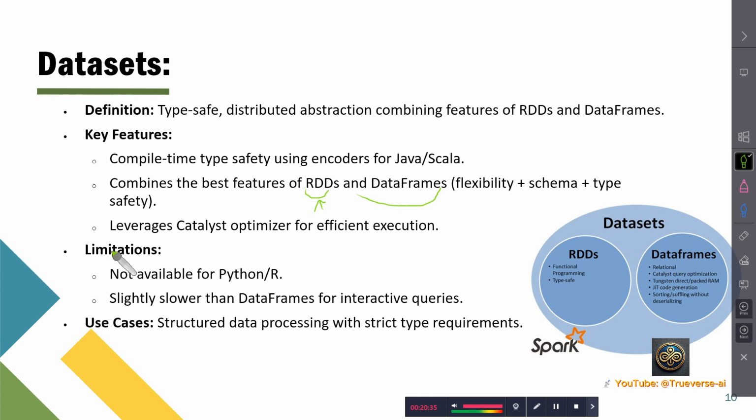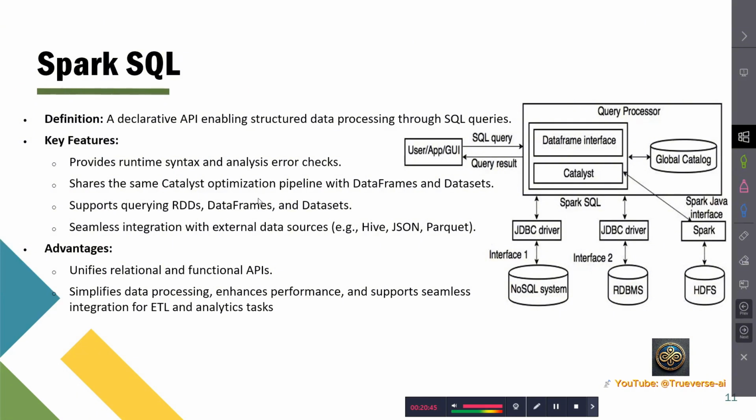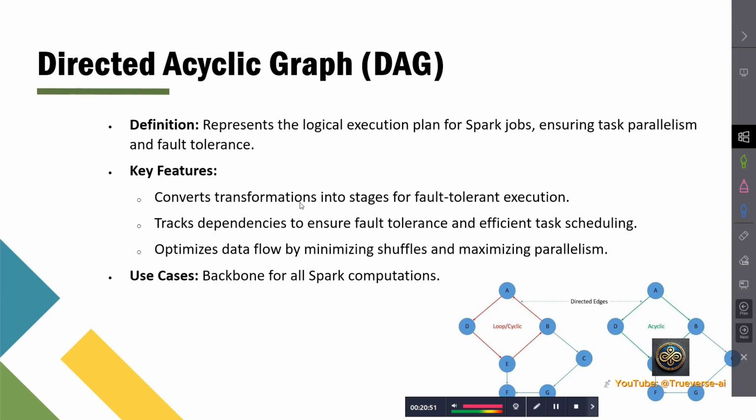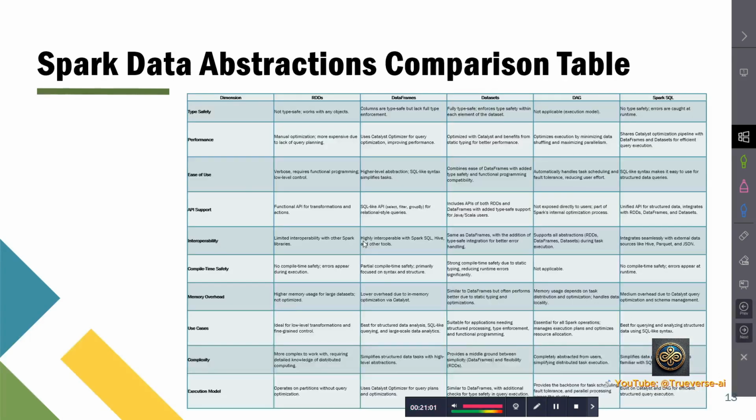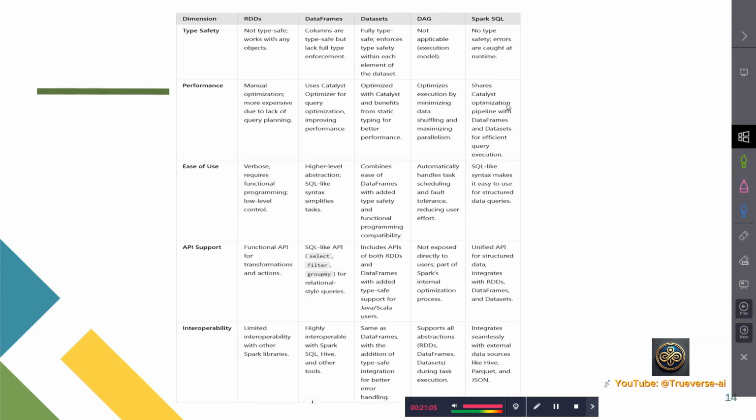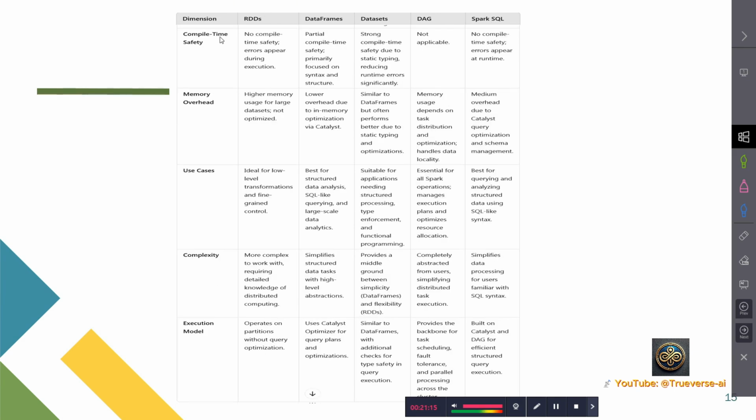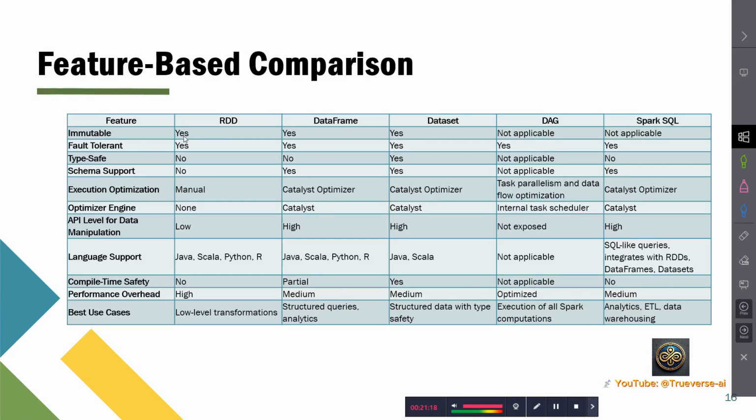Limitation that this has no support available for R and Python. So this is the problem for this abstraction. Spark SQL we already talked about. It provides runtime syntax error checking. So graph, this is looping, meaning direction. This is not directional. And then this table was a comparison. We discussed a lot before. Just to remind you: type safety, RDD, comparison, performance, ease of use. You can refer to the lab lecture video for some more comparison.